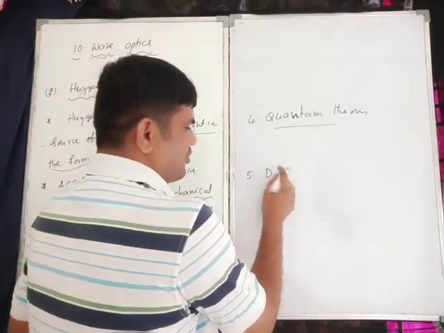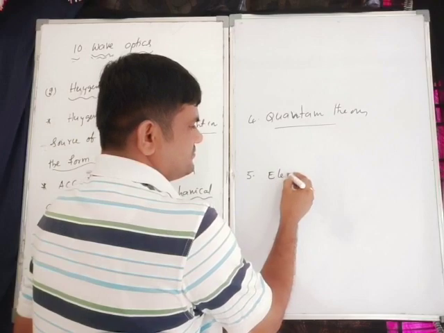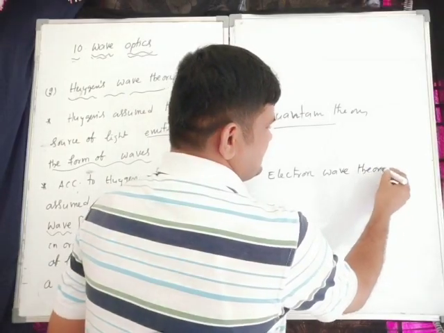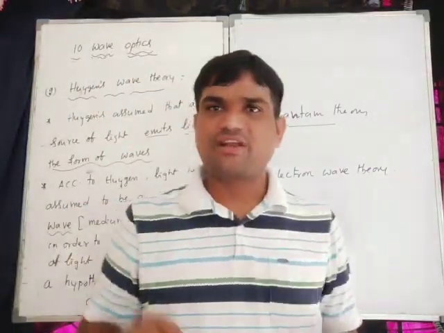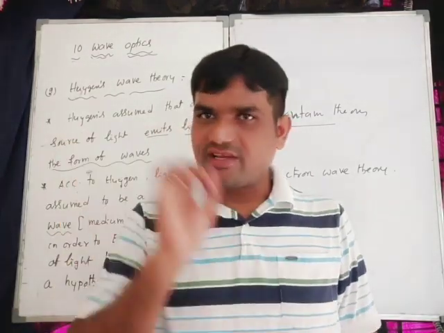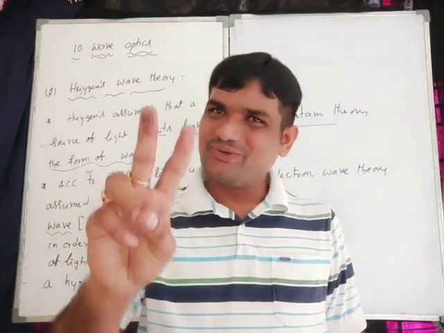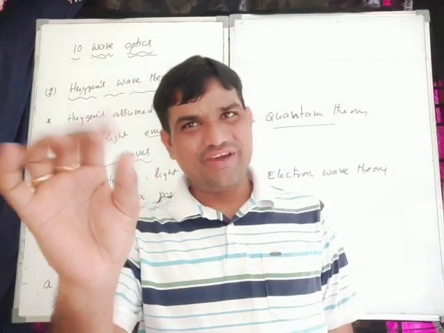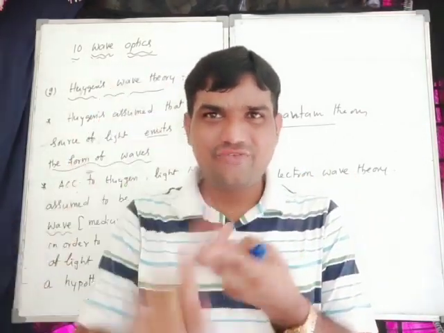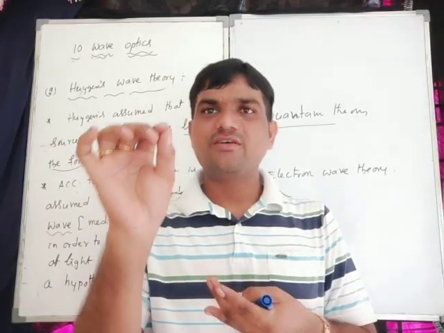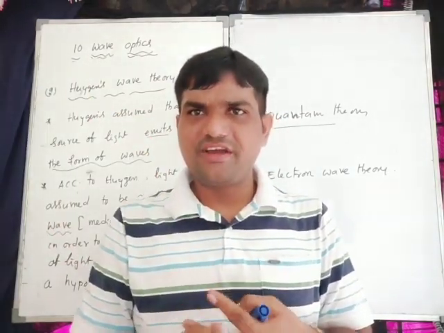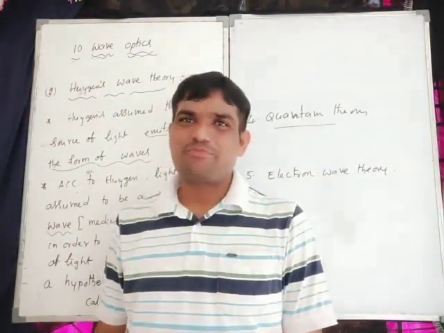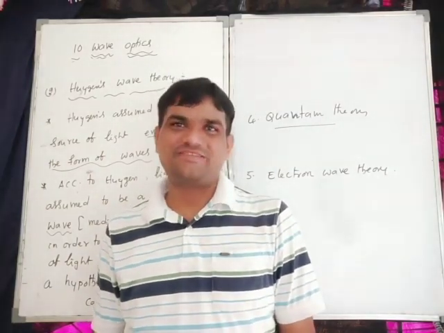What is that? De Broglie wave theory. Electron wave theory, this is given by De Broglie only. He gave the final conclusion. What is that? The light has two natures, that means particle nature as well as wave nature. That is why light has dual nature. Dual nature of radiation, that is the final conclusion. The light has dual nature, particle nature as well as wave nature. This is the conclusion. Finished.